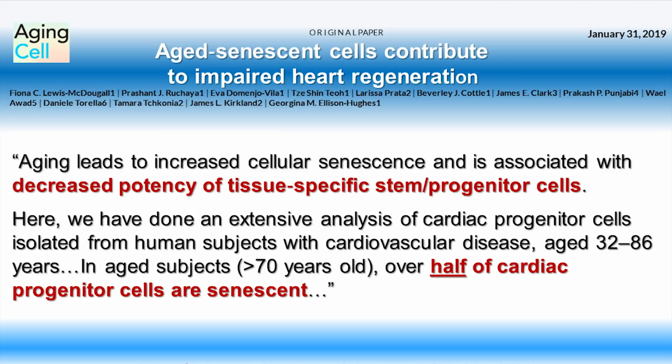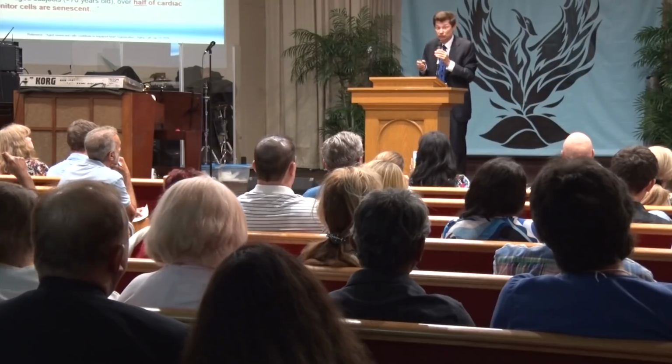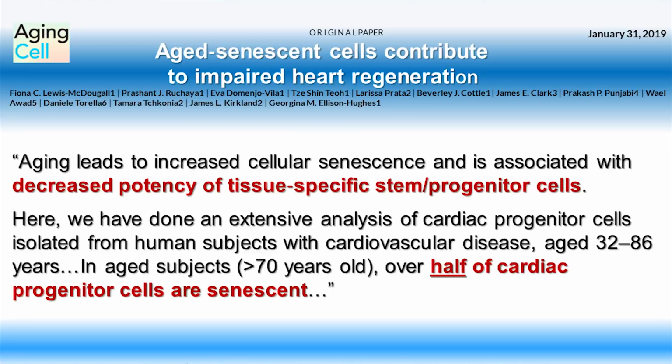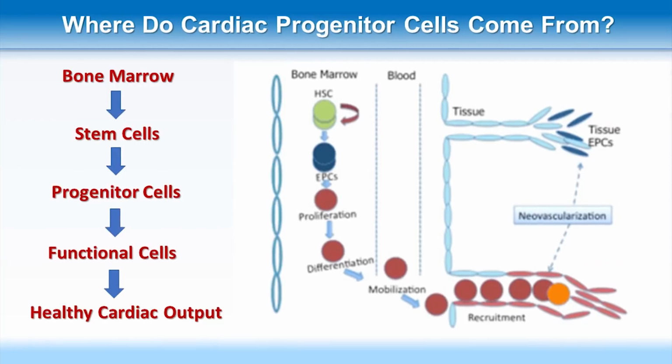They did biopsies on heart cells of people aged 32 to over 80. They did biopsies on living hearts, and what they found is that if you're over age 70 and have cardiovascular disease, half of your cardiac progenitor cells are senescent, meaning they're not functional, but they are injuring surrounding cells that are healthy. Senescent cells, as we know, damage healthy cells, and they accelerate aging. So this study showed that people with heart disease have a lot of senescent cells in their hearts, and it might be a good thing to get rid of those cells.